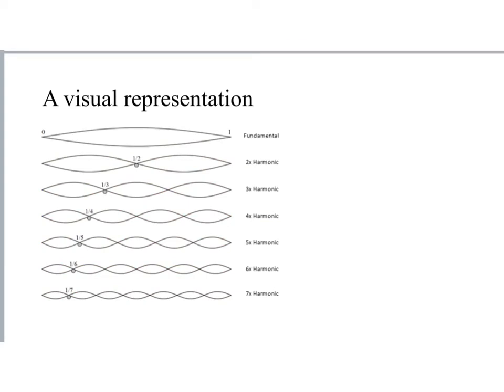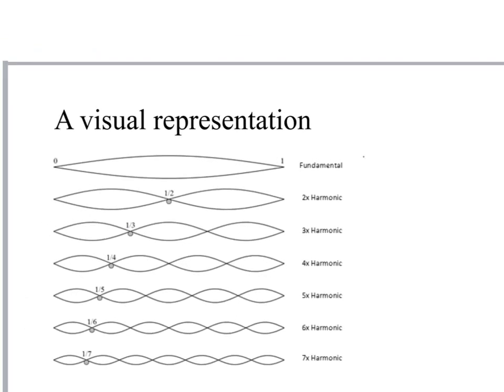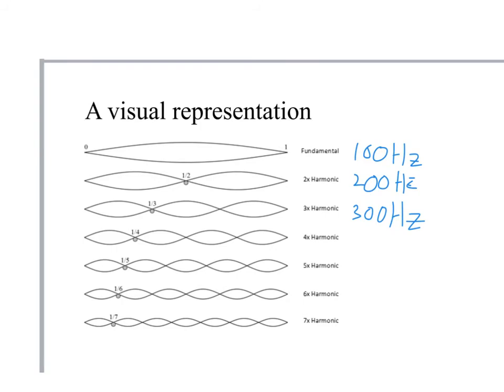Here we can have a look at what all of the different harmonics would look like up to the 7th harmonic. So if we imagine a base frequency of 100 Hertz as the first harmonic, then the second harmonic would be 2 times that, 200 Hertz. The third harmonic would be 300 Hertz, and so on down to the 7th one, which would be 700 Hertz.